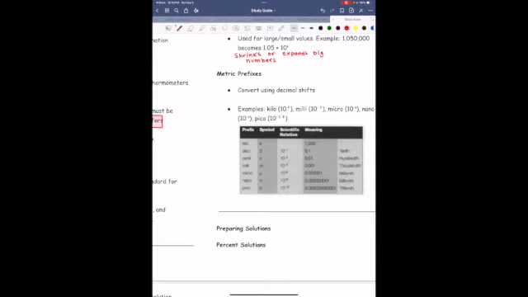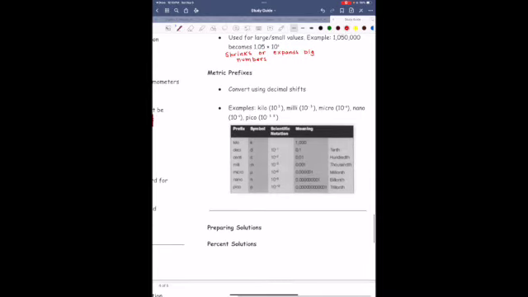All right, metric prefixes. These are just going to be to shift the decimal one way or another. If you're not familiar with the metric chart, I would probably know this as well. Really, you're going to be going a lot of times from milliliters to liters, so it's just about moving that decimal.